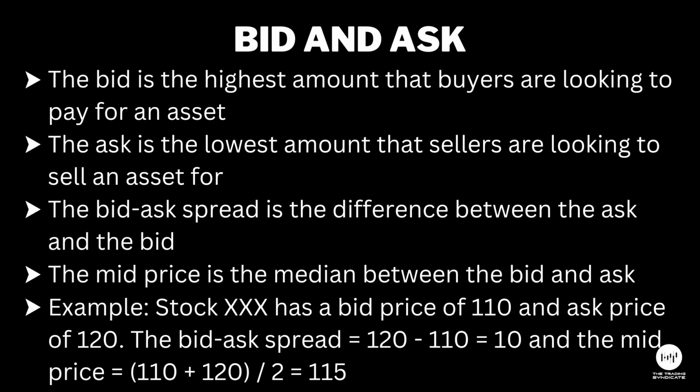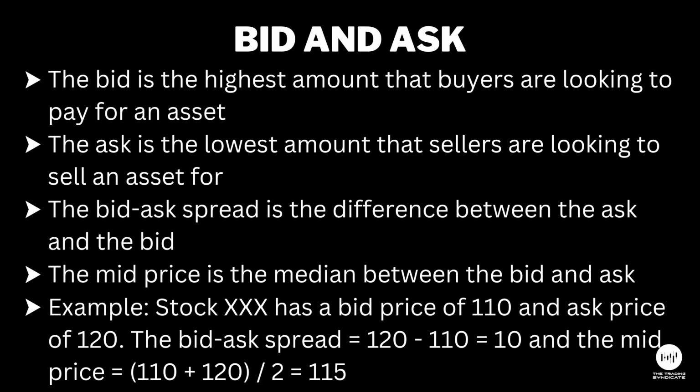And the ask, on the other hand, is the lowest amount that sellers are looking to sell an asset or security. The difference between these two is called the bid-ask spread. When buying or selling in general, you typically want to aim for an entry or exit somewhere between the bid and the ask spread. The median between these two numbers is called the mid price, and that is typically where you are looking to pay for an asset or security.